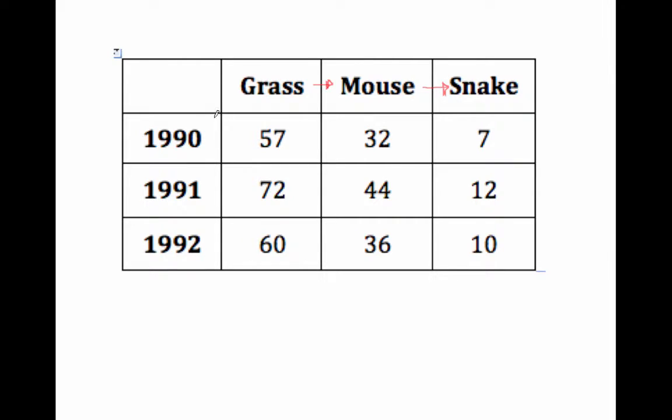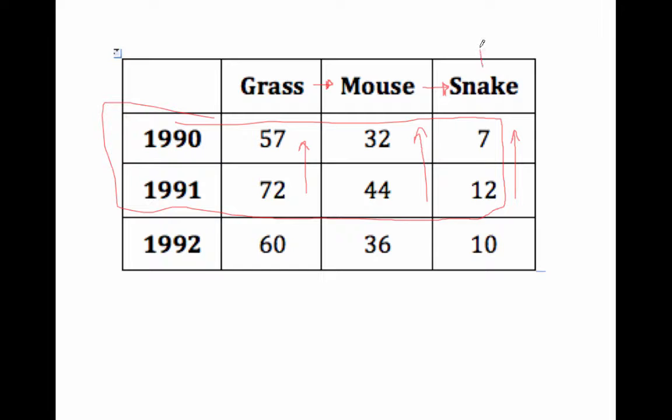Now, if I'm looking at the numbers from 1990 to 1991, what I would first do is try to figure out what happened between those numbers for each population. If I'm looking at the grass, in 1990 it had 57 and then it went to 72, that would be an increase. If the mouse population went from 32 to 44, that would also be an increase. If the snake population went from 7 to 10, that would also be an increase.